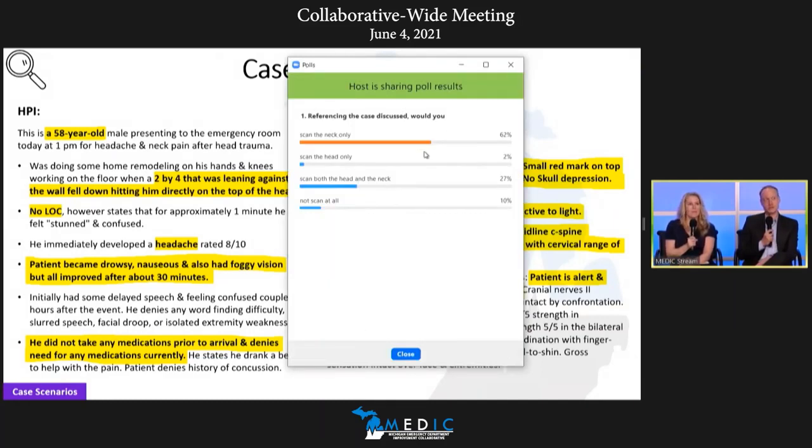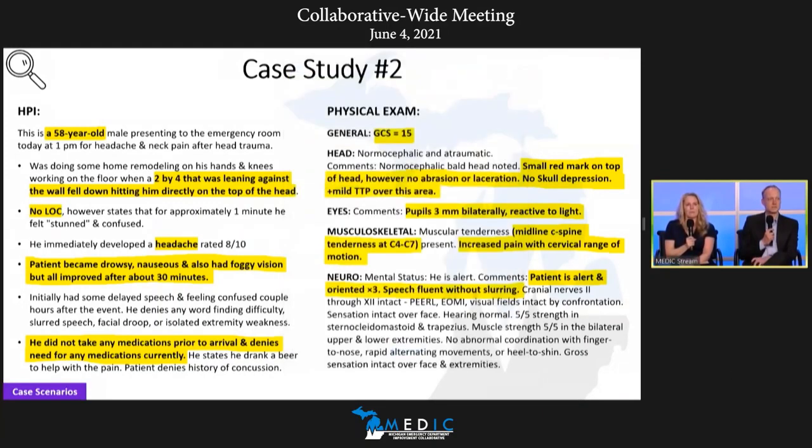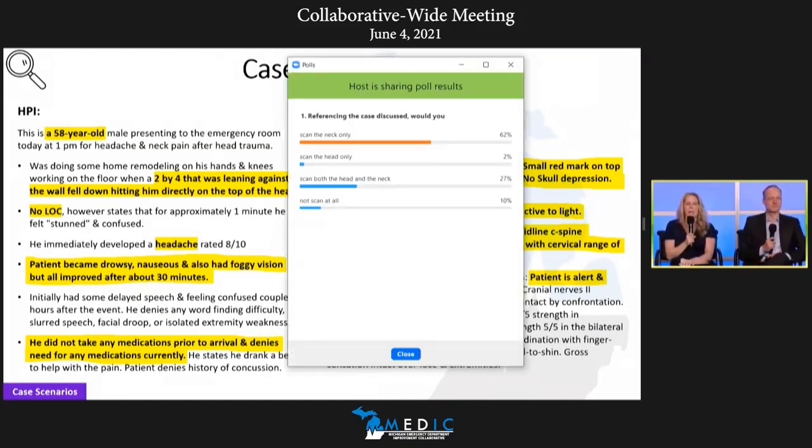Here we go. Okay, so. Nice. We got a lot of comments about scanning the neck only. Certainly, if you're thinking about applying the NEXUS rule, it probably makes sense. There's one case for just the head, and then a bunch of cases for both. 27% were doing both, right? So at least 80, 90% said scan, and only 12% said don't scan at all. Okay. All right, so scan low.